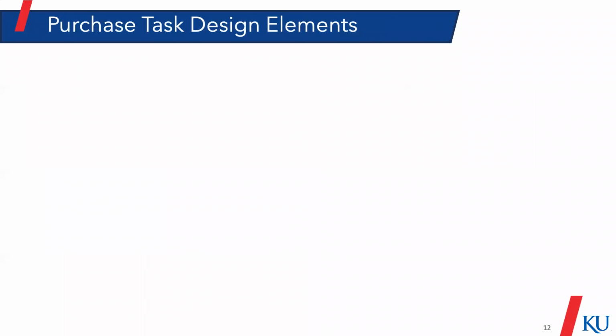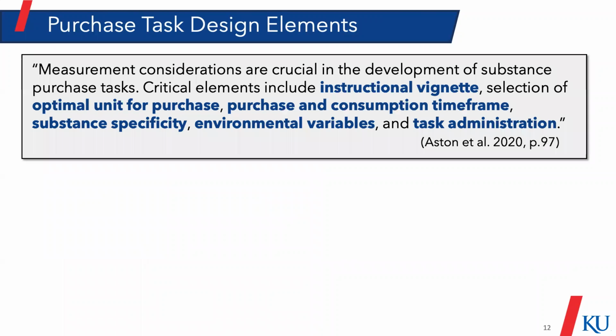In terms of purchase task design elements, in her systematic review, Liz, who you'll hear from next, has a quote that I like a lot. And I've put it here in its entirety and highlighted a few points for you. So she writes that the measurement considerations are crucial in the development of substance purchase tasks. And the critical elements are the instructional vignette, choosing the optimal unit for purchase, purchase and consumption time frame, substance specificity, environmental variables, and task administration.